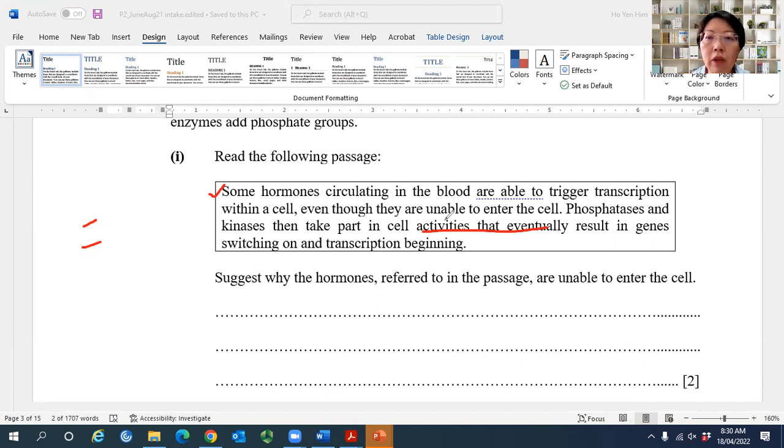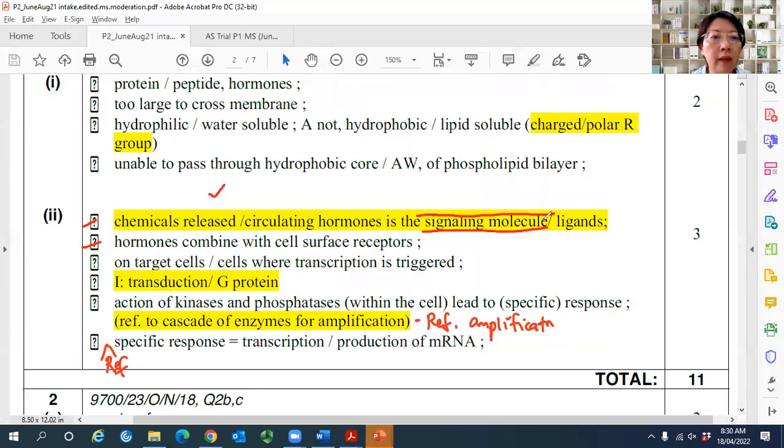Even though step 1 is hormones being secreted, step 2, hormones circulate in the bloodstream. Okay, and then step 3, so it's unable to enter the cell, right? So step 3 is therefore the hormone will combine with cell surface receptor, 1 mark, on the target cell, 1 mark.